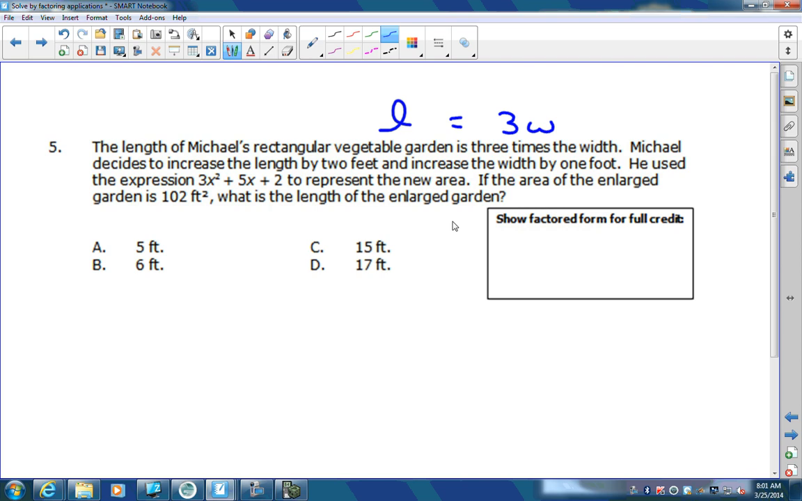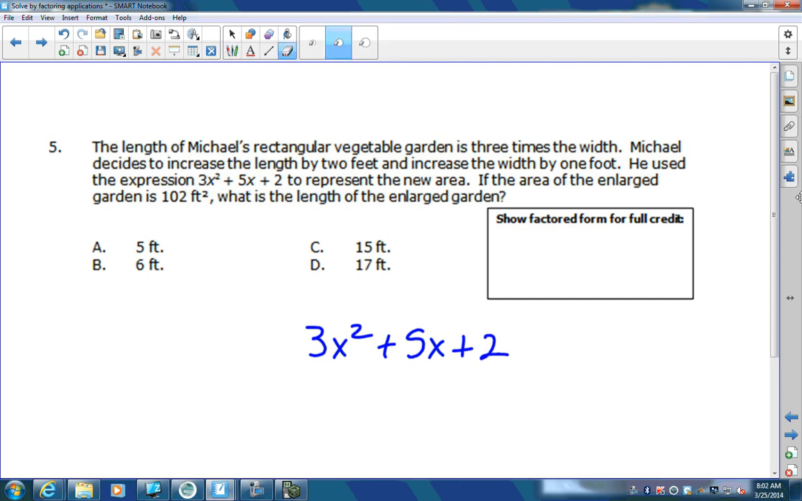Okay. Actually, I went to go write that equation up there. I don't even need that. Didn't it already give me the equation? This is the expression for the area that I circled. So I have 3x squared plus 5x plus 2. What does it say the area equals? 102. It gives you the expression. It gives you the number, the area.